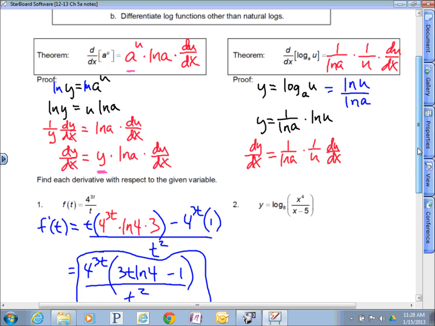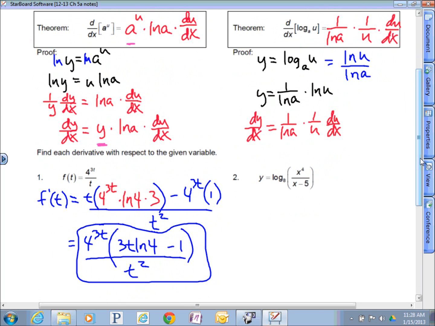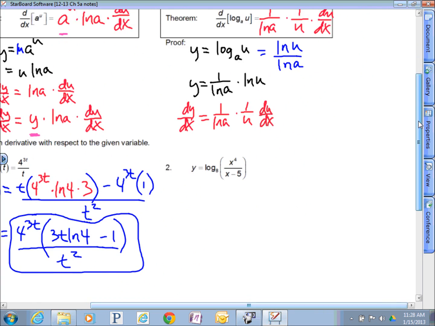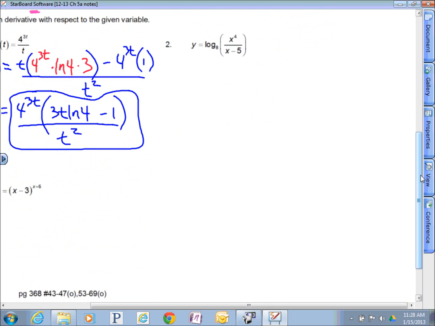So to that end, let's look at number 2. In fact, I'm going to do number 2 without even having that formula on my screen. Because let's look at this. What I have here is log base 8 of this thing. Well, let's immediately use our log rules to change this thing. So this is natural log of x to the 4th over x minus 5 divided by natural log of 8. There's my change of base theorem. I just went through and I fixed it.